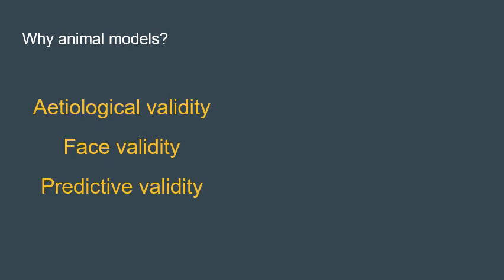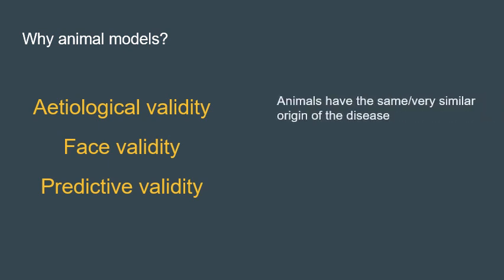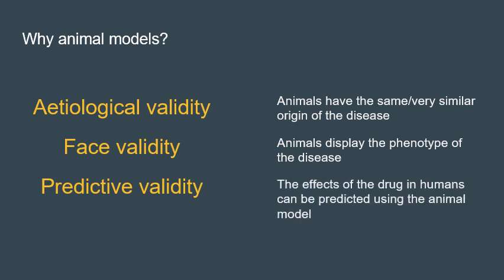3 key areas should be looked at when assessing an animal model. Its etiological validity. Does the model have the same or very similar origin of disease? Its face validity. Does the model display the phenotype of the disease? And finally, its predictive validity. Can the effects of a drug in humans be predicted using the animal model?